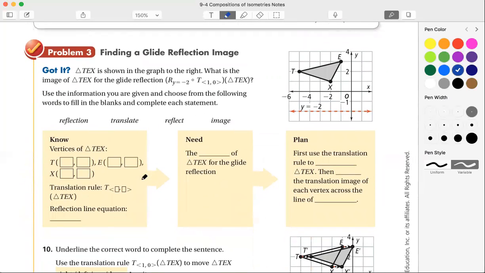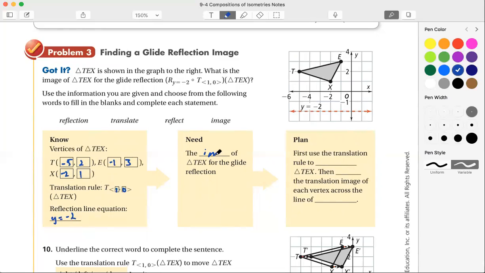For a glide reflection, triangle TEX is shown in the graph to the right. What is the image of triangle TEX for the glide reflection? We're going to reflect about the y equals -2 line, and then we're going to translate it 1 unit in the x and 0 units in the y. The vertices of triangle TEX are T is (-5, 2), E is (-1, 3), and X is (-2, 1). The translation rule is (1, 0), and the reflection line is y equals -2.